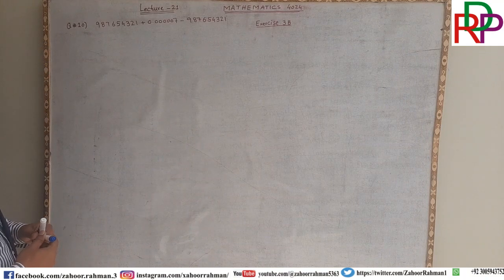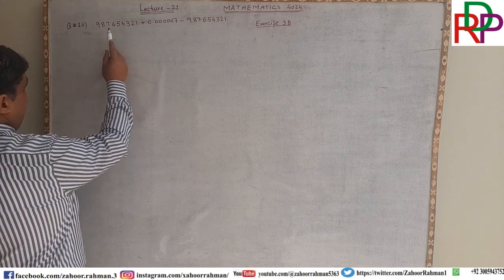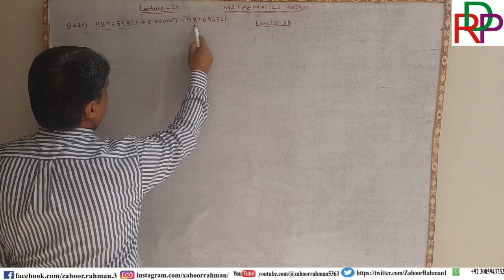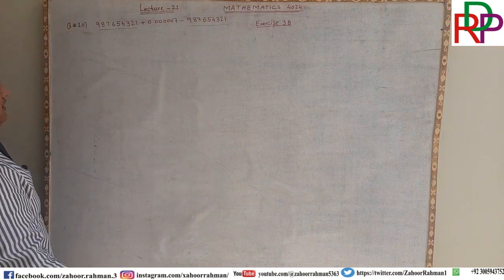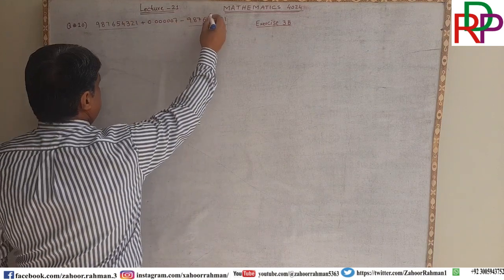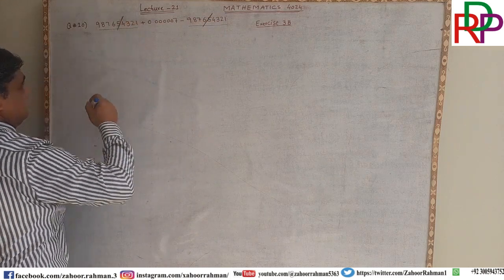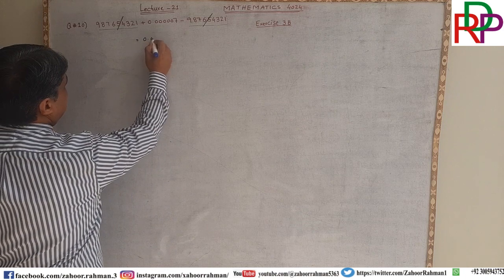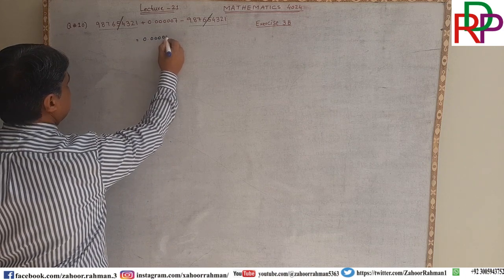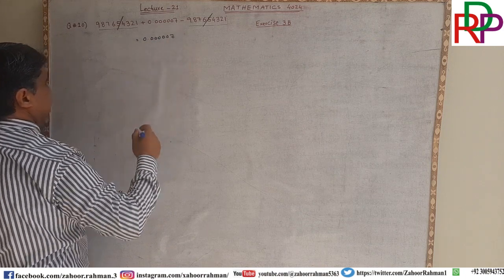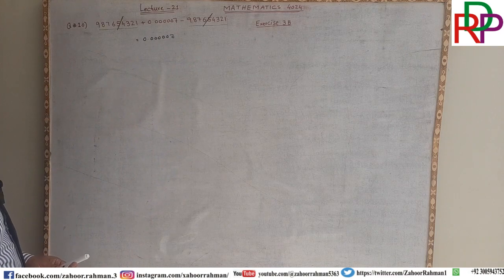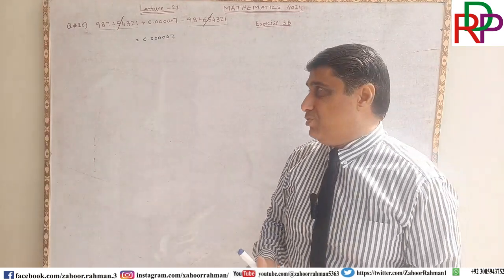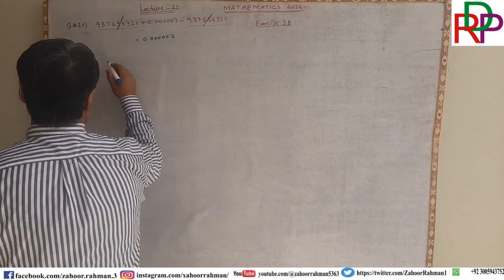If you give a look to this and this, they are the same. One is positive and one is negative, so it will be cancelled. And the answer will be 0.000007. And then the question is asking to use the calculator to evaluate this.